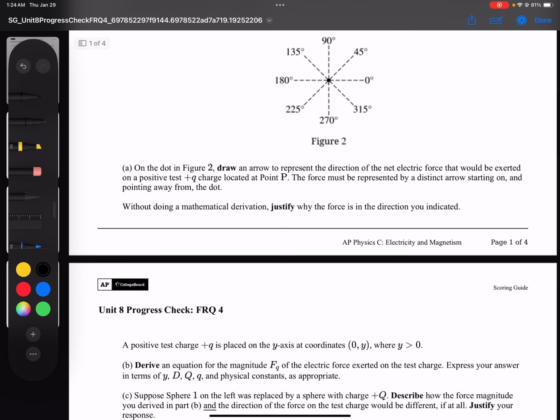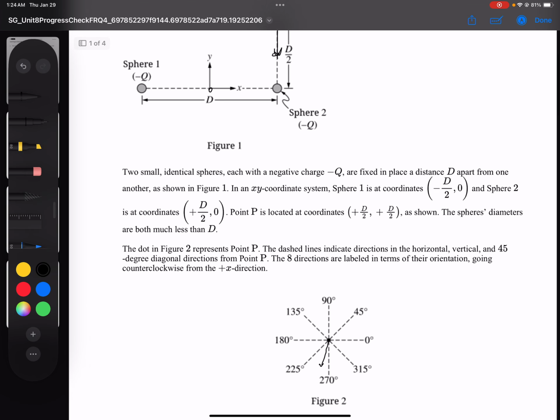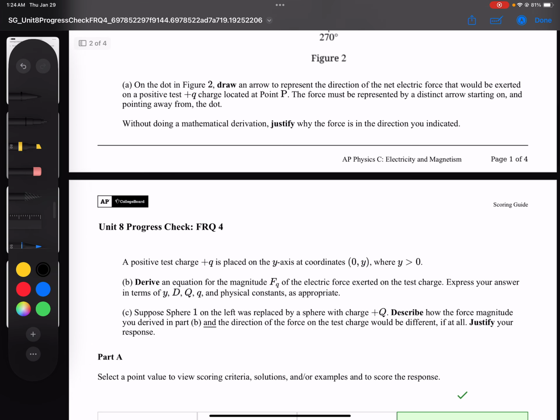It's not going to be quite 270, but it's going to be in between 225 and 270, but closer to 270, right? So, yeah, that's pretty much it. Right, because we see how much closer sphere 2 is. It's directly beneath the positive test charge.